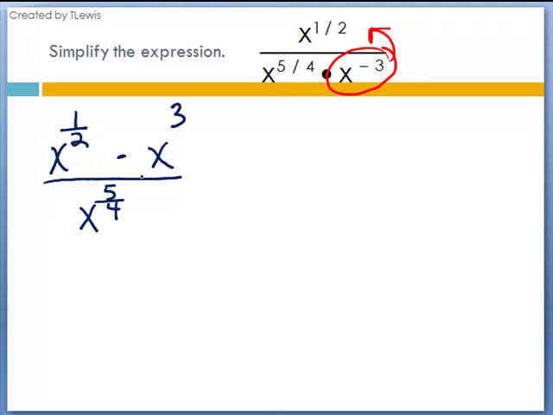So let's work the numerator first. We have x to the 1/2 times x cubed. The bases are the same, so we're going to add the exponents. In our denominator, right now, there's nothing that we can do. Let's work the numerator. Let's add 1/2 and 3. We want to convert the 3 into a fraction. Let's place a 1 under it.